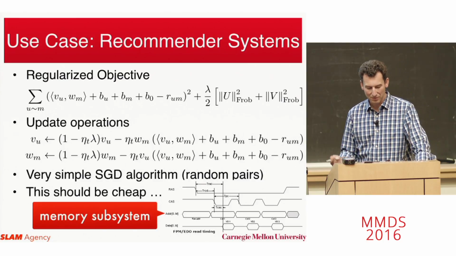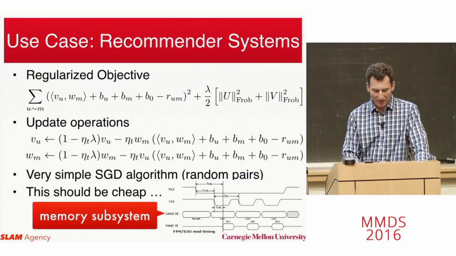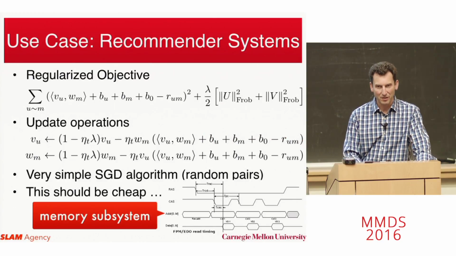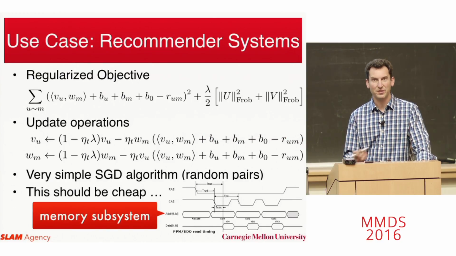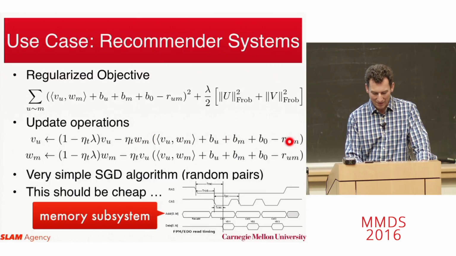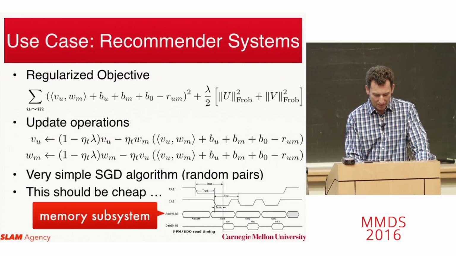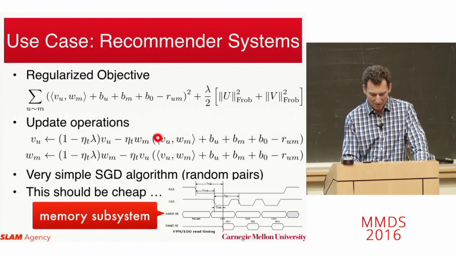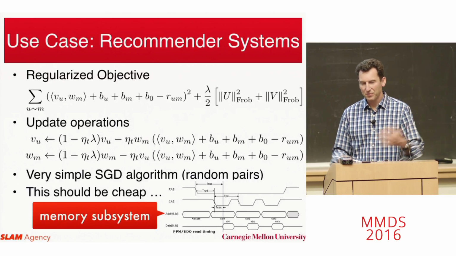Or I might want to weigh it accordingly. So let's ignore technical details there. But what I get is very, very simple update operations. Again, I could have projections, prox operators. I could make this much fancier than what I have here. But basically what this does is take, let's say, the user vector, shrink it a little bit, and then update it by essentially something aligned to the movie vector times the discrepancy. Likewise here. So this is really simple.